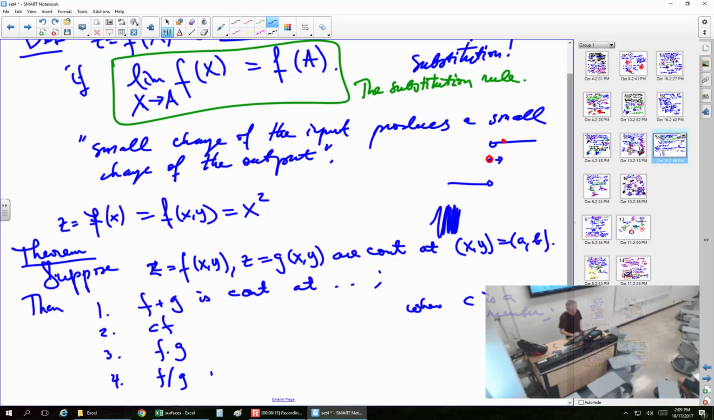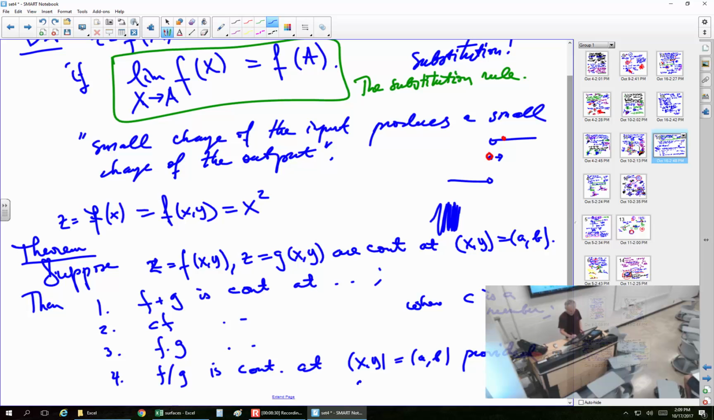So once again, let me repeat, the last one requires some extra words. So f over g is continuous at (x, y) equal (a, b), provided that g of (a, b) is not equal to 0. Okay, so because the limit has to be equal to the value, the value at the very least should not produce division by 0. So that's why the extra condition here. Otherwise we are in very much the same position as with numerical functions.